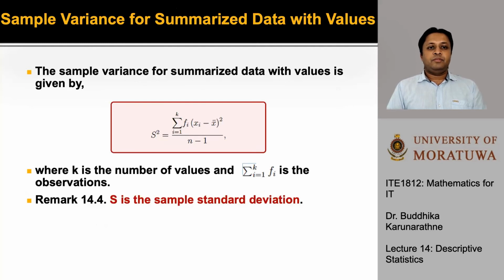Similarly as before, we define the sample variance for summarized data with values. So once again, you have S squared, which is the sample variance. It is equal to the summation of fi times xi minus x bar squared divided by n minus 1. K is the number of values, and the summation of fi is all the observations. A special remark is, once again, S is the sample standard deviation.